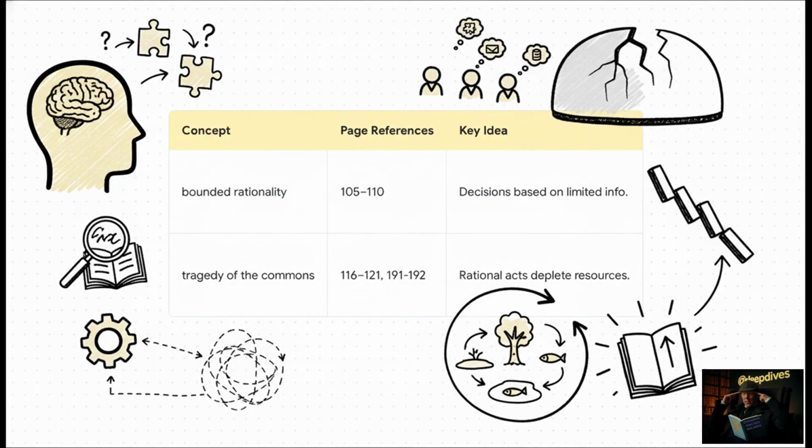Well, you'd use the index. You'd quickly flip to the sections on both ideas. You'd see that bounded rationality is all about how we make decisions with incomplete information. And then you'd see that the tragedy of the commons happens precisely because of this. Each person acts rationally from their own limited viewpoint, totally unaware of the collective damage they're doing. The index lets you snap those two critical ideas together.